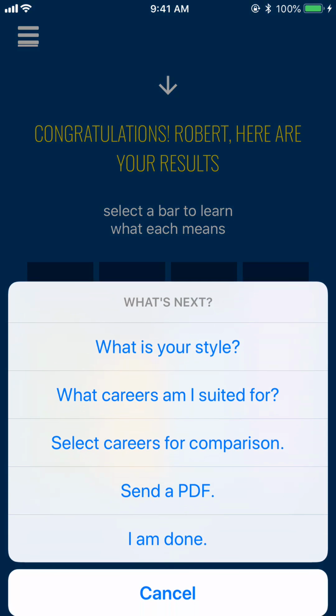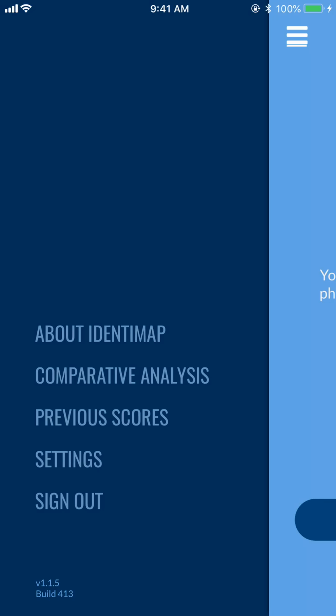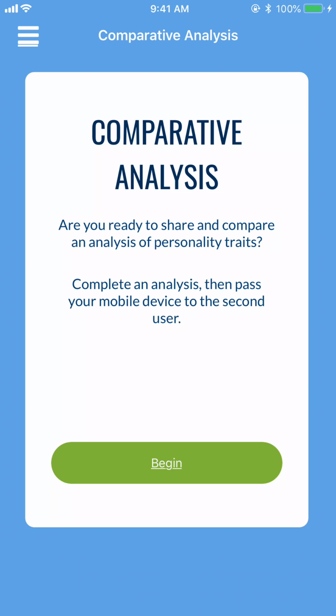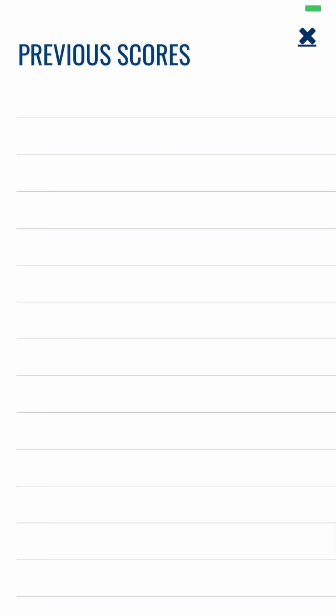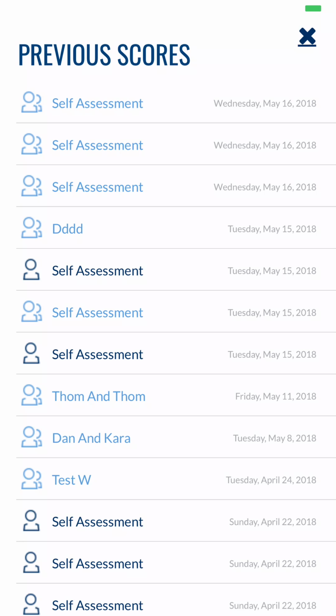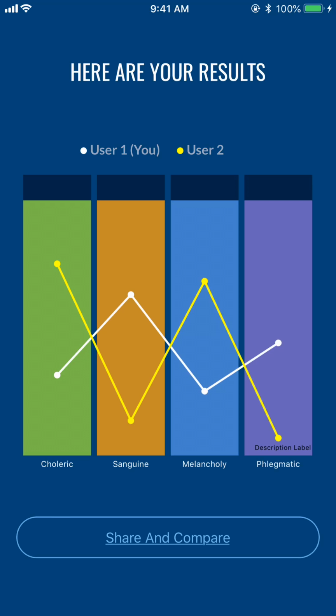Now, what's next? I can go I am done, and back to the beginning. I can go to my comparative analysis if I want. Let's go back to previous scores. All my previous scores are saved. Now here's one I did a couple of days ago, and look how far apart that person was. This person is probably not going to be a potential hire.